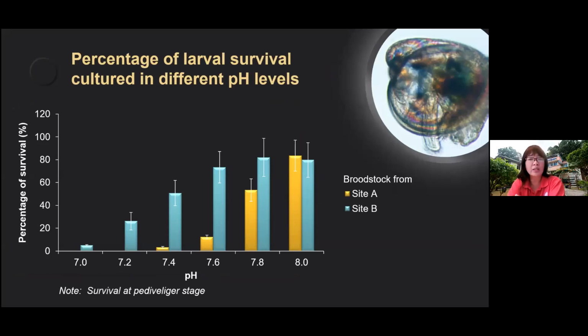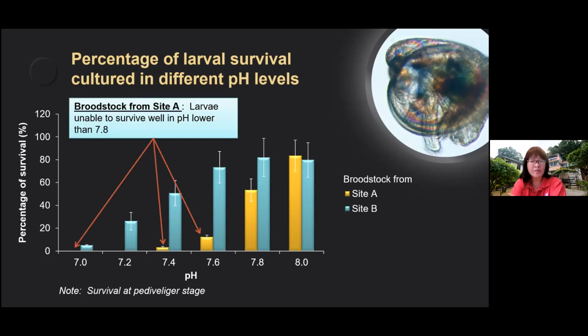During the larval culture stage, just focus on the orange bar, or the yellow bar, first. If you look at the yellow bar, where the broodstock has been conditioned in marine water with normal pH, which is 8.3, you can see that they are not able to survive at lower pH.